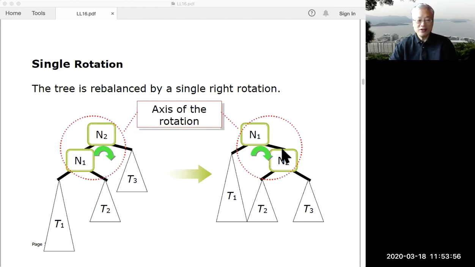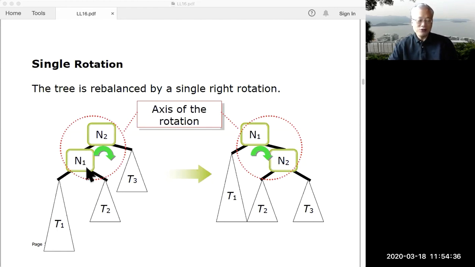So after rotation, N1 becomes the root, and T1 becomes the left subtree, and the right subtree becomes N2 with T2 and T3. Okay, so this is something that you need to memorize. This is called right rotation. You know why it is called right rotation? Because we rotate to the right. So that is, if we inserted a node into the left subtree of the left subtree, or here we say the left subtree of the left child.